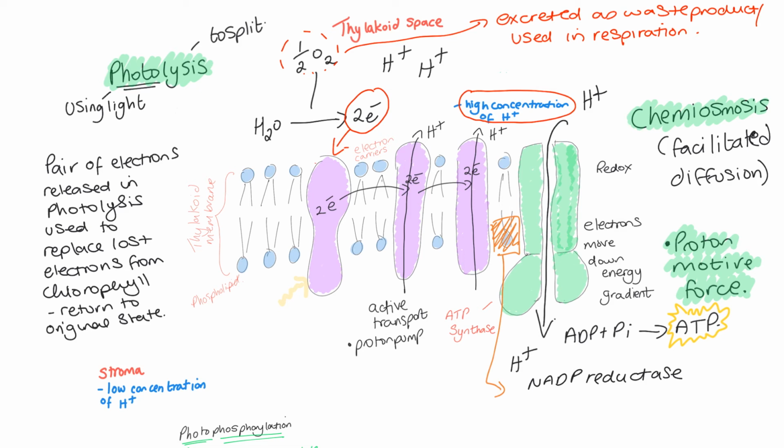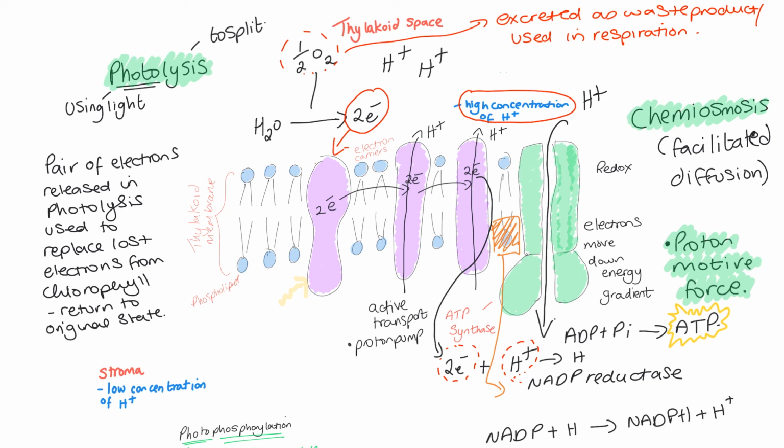NADP is a coenzyme. The protons released from the ATP synthase and the electrons released from the electron carrier in the electron transport chain combine together to form hydrogen, and these join with NADP to produce NADPH plus H+. This reduced coenzyme then travels to the next stage of photosynthesis, which we will learn about in a bit.